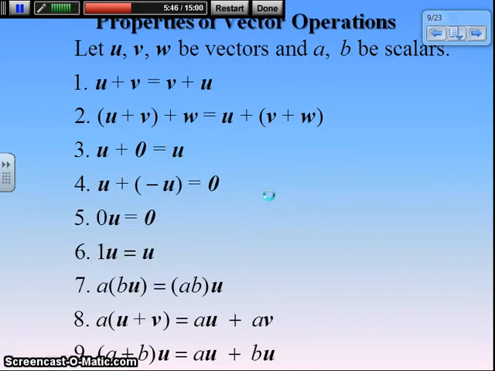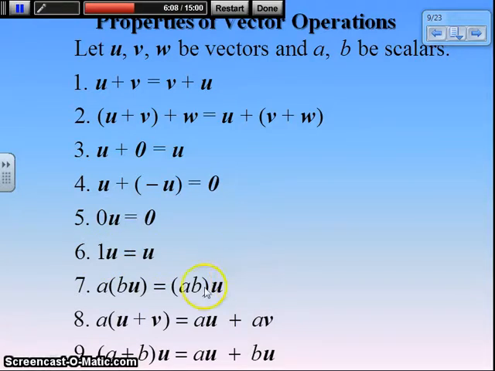And here are some properties of vectors. You probably knew these already. Vectors are commutative here. They are associative. They do follow the additive identity rule. They also follow the additive inverse rule. The 0 vector times any vector is 0. A scalar of 1 times any vector is the same vector.